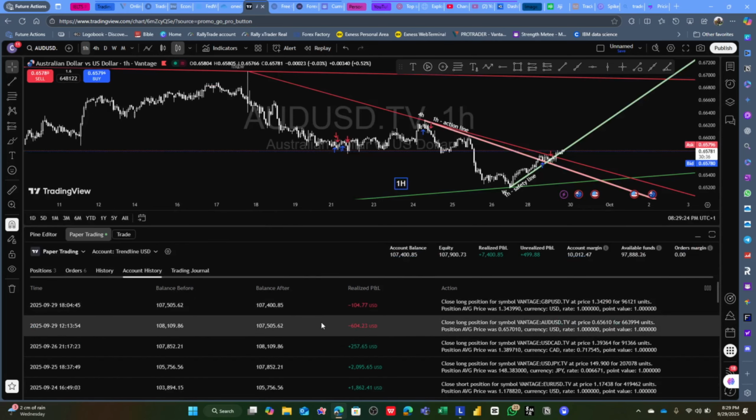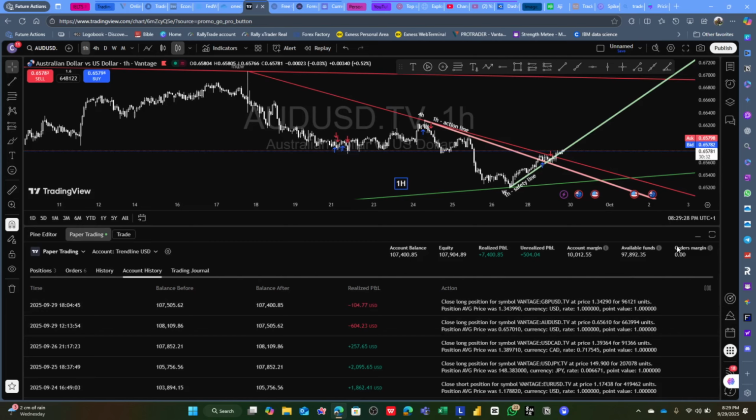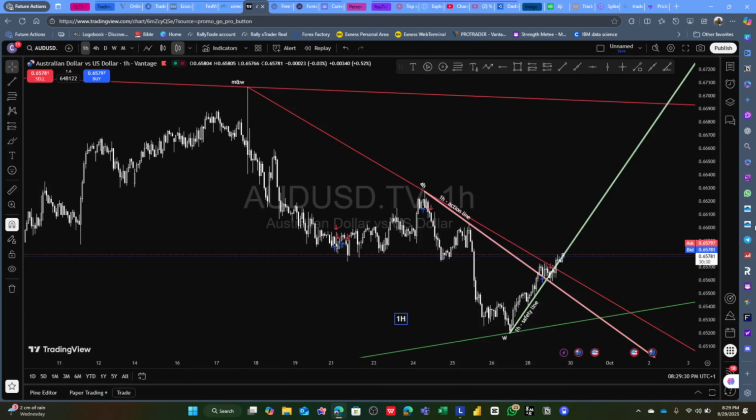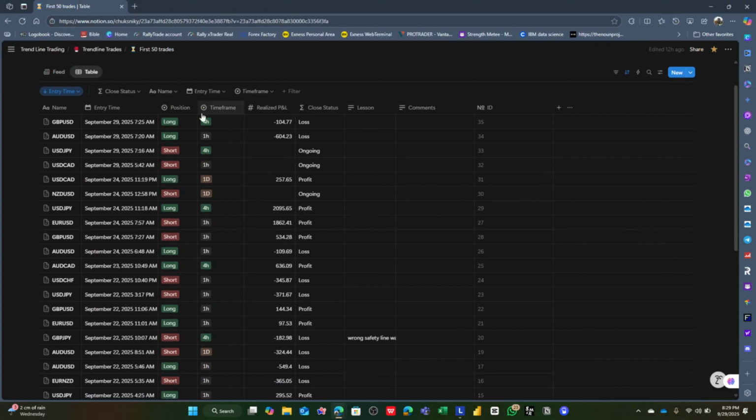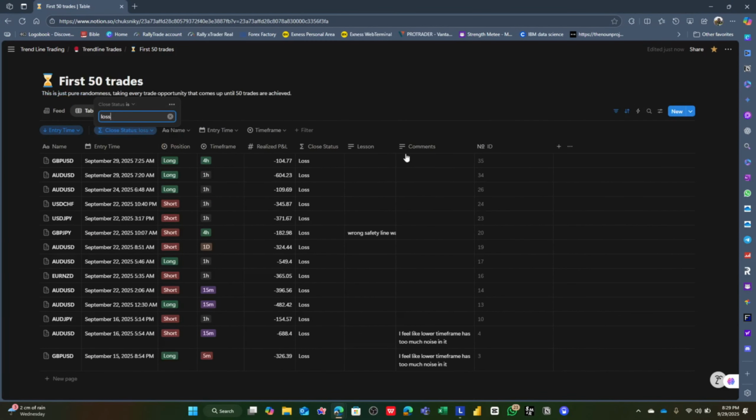See right here, this is the Australian dollar, US dollar. Ended up with a $600 loss. This is my biggest loss yet. I want to show you guys this portfolio. If I choose close status as loss, you'd see of all the losses I have made, Australian dollar, US dollar, today's trade is the biggest loss I have made yet. Far huge. $600 loss.